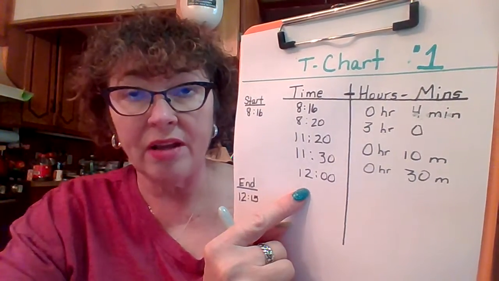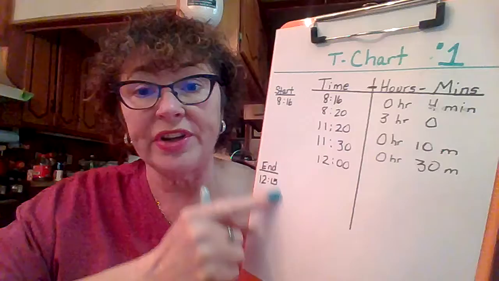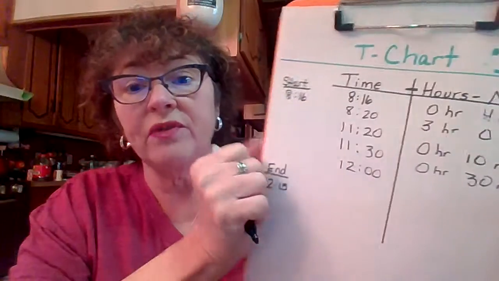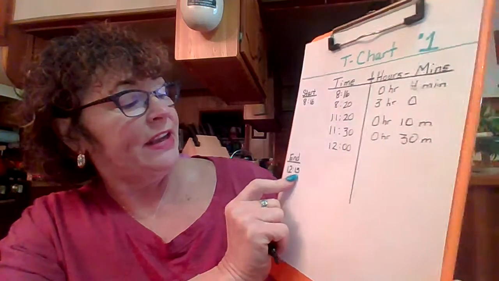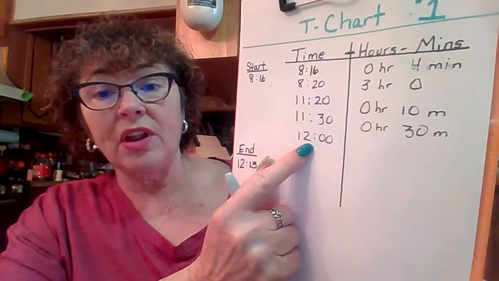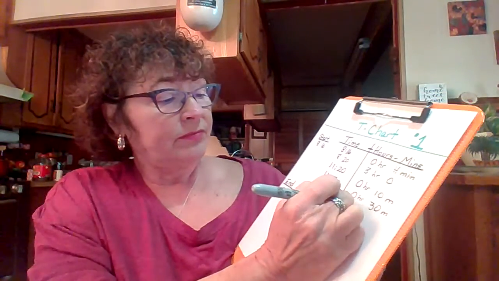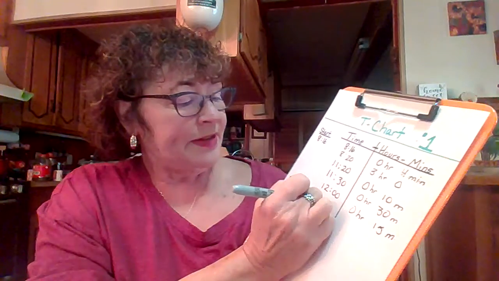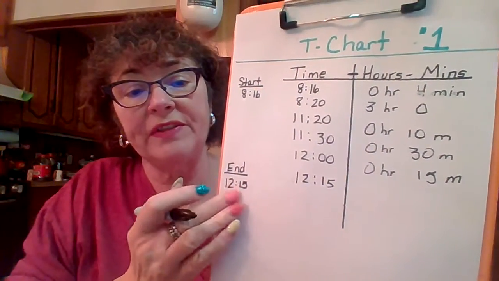Now, if you don't have a clock at home that you can really look at and use, you can always draw yourself a clock, okay? And write your numbers around, and that will help you visualize what we're doing. Okay, so now I need to get to 12:15. So I'm at 12 o'clock. So I'm going to add 15 minutes. And that gets me to my end time of 12:15.